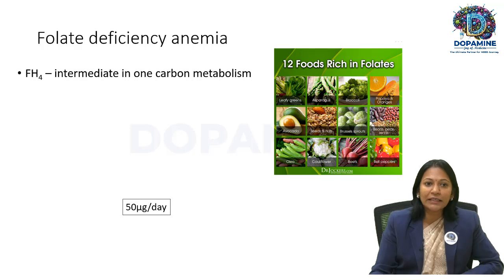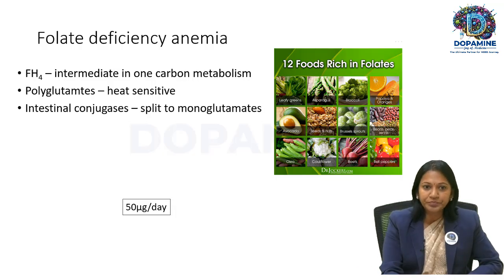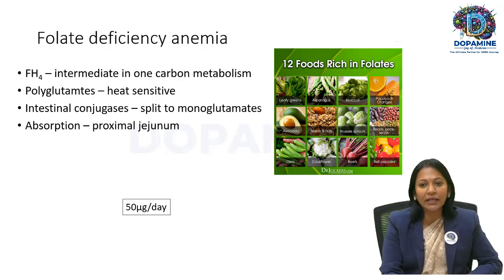So you know now that tetrahydrofolate is an intermediate in 1-carbon metabolism. In the food, it is available as polyglutamates, which is very heat sensitive. So when you cook the food too much, most of the folate will be lost. Intestinal conjugases, these enzymes, help to split the polyglutamates into monoglutamates. So the absorption is in the proximal jejunum. Again a recap, iron in the duodenum, folate in the jejunum and B12 in the ileum.